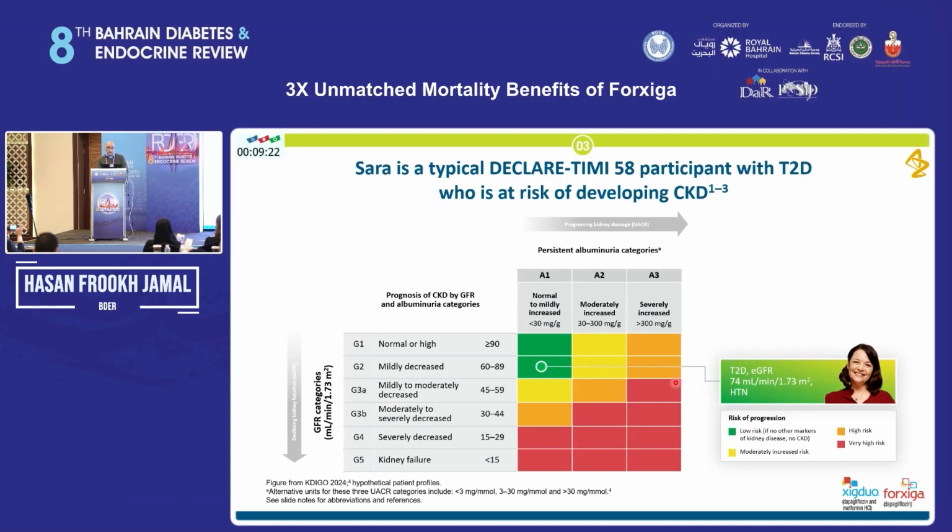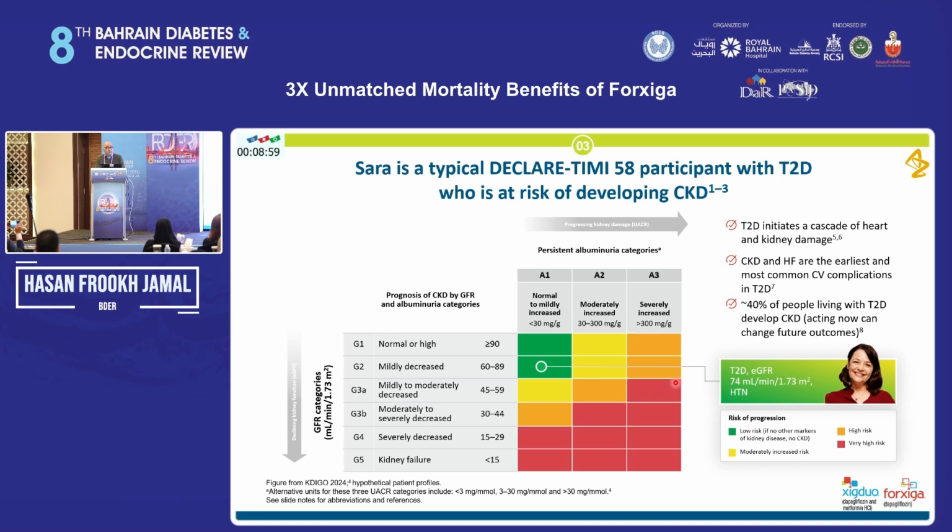So Sarah now has mildly deteriorating renal function, and our aim in treating Sarah is to interrupt the cascade of heart and kidney damage, to prevent her from further progression to kidney and heart damage. CKD and heart failure are the earliest and most common cardiovascular complications in type 2 diabetes, and 40% of patients living with type 2 diabetes will develop CKD or end-stage kidney disease in their lifetime. So our aim is to act early in treating Sarah before she deteriorates further into end-stage kidney disease.